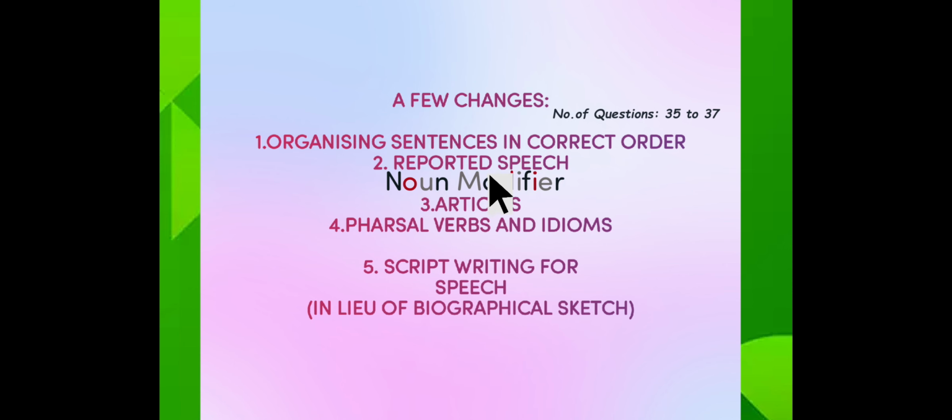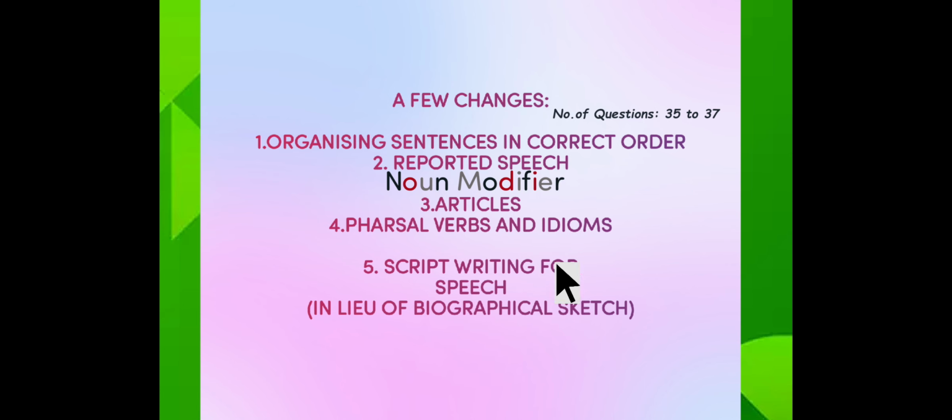Now, the second change that has taken place in the newly released model paper is reported speech. Earlier, we didn't have this usage of direct and indirect speech. Now, because of the textual instances in the CBSE textbook, this has been included, followed by noun modifier, question number 25, and articles also were brought in, followed by phrasal verbs and idioms. So these are the few changes that have taken place.